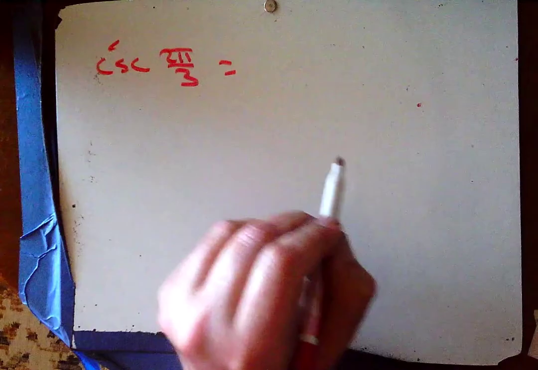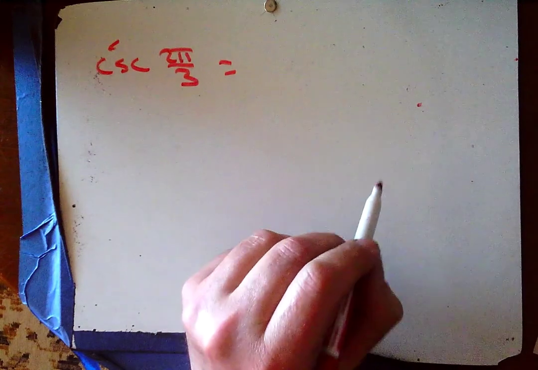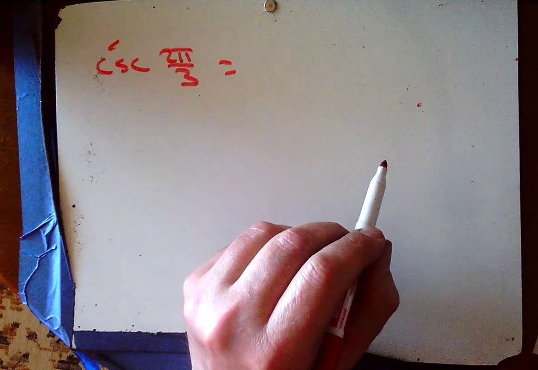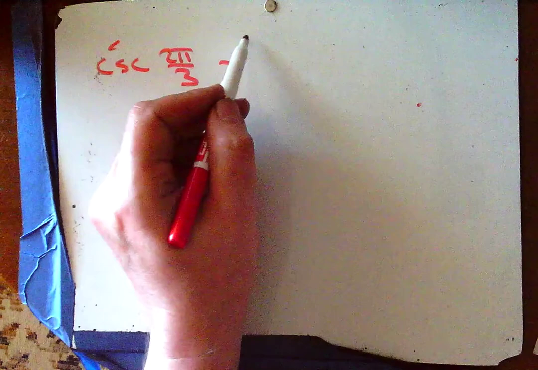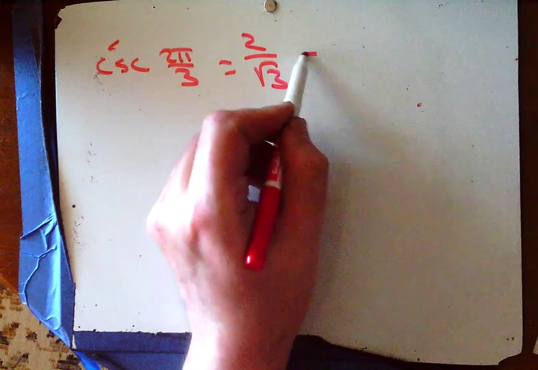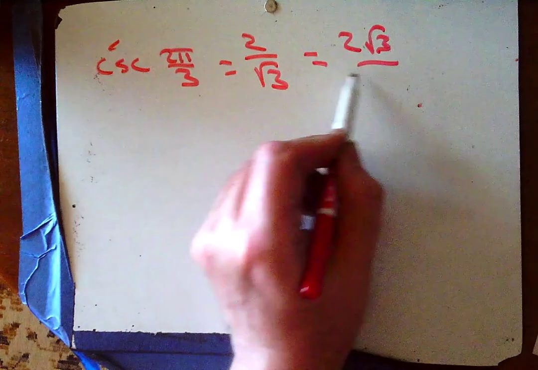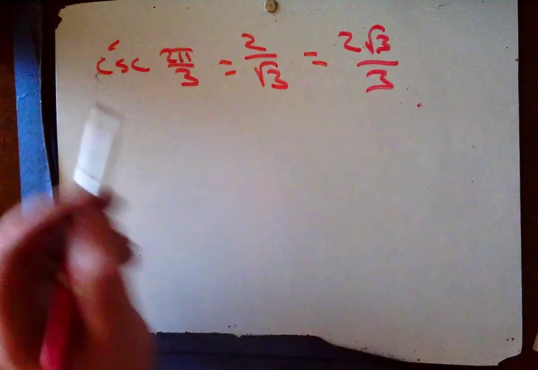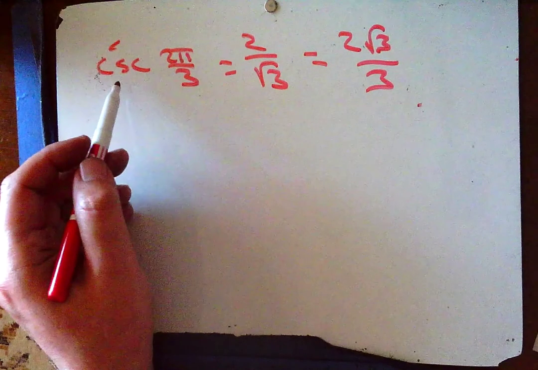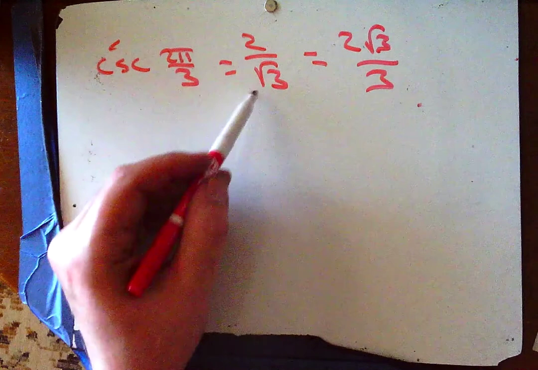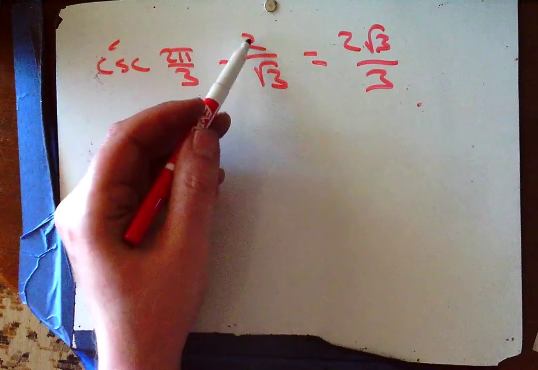Cosecant 2 pi over 3. 5, 4, 3, 2, 1. 2 over root 3, or if you rationalize, 2 root 3 over 3. Why? Because this is the reciprocal of sine, and the sine of 2 pi over 3 is root 3 over 2, so cosecant must be 2 over root 3.